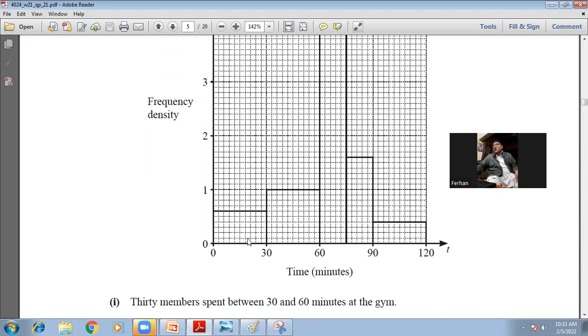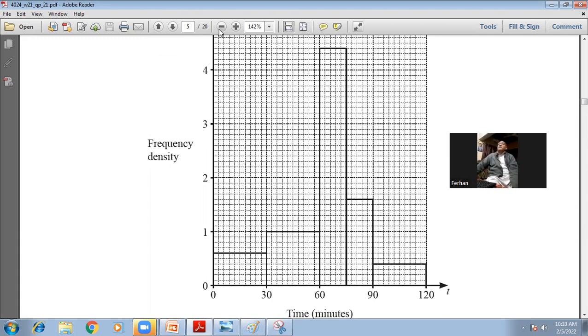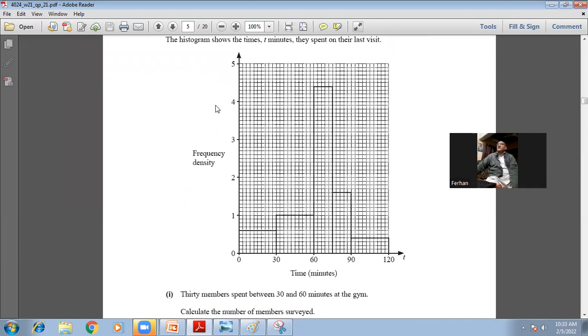Let me reduce the size so I can tell you. In a frequency density histogram, if you find the area of this rectangle, the area of this bar, that will be equal to its frequency. So find the area of this bar, and this bar, and this bar. You will get the frequency of each class, and then you can add up all of them, and that will give you how many total people have been surveyed.